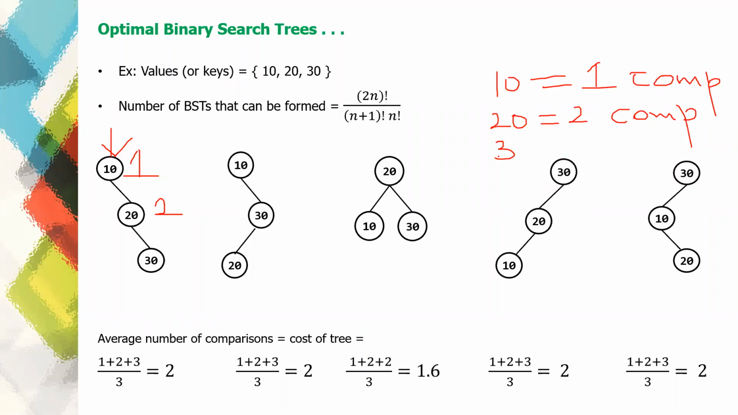Now, I'll have to search for 30. So again, starting at the root, I did not find 30 at the root. So I've made one comparison and I found out that 30 is not there. I'm traversing down the tree. I'm making another comparison and I'm checking whether 30 is there or not. It is not there. Then I'm still coming to the bottom of the tree and I'm making another comparison here, the third comparison, and I'm finding 30 there. So to find the key 30, how many comparisons did I make? I made 3 comparisons.